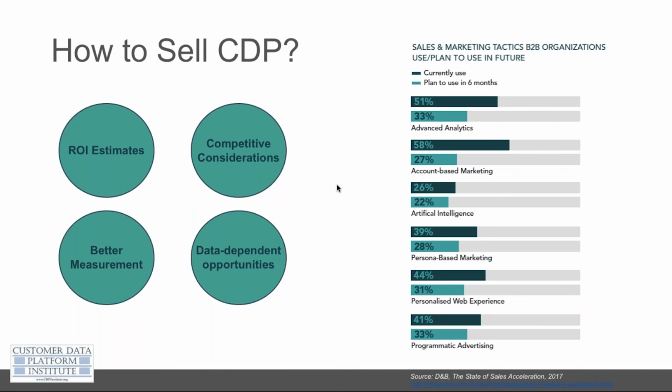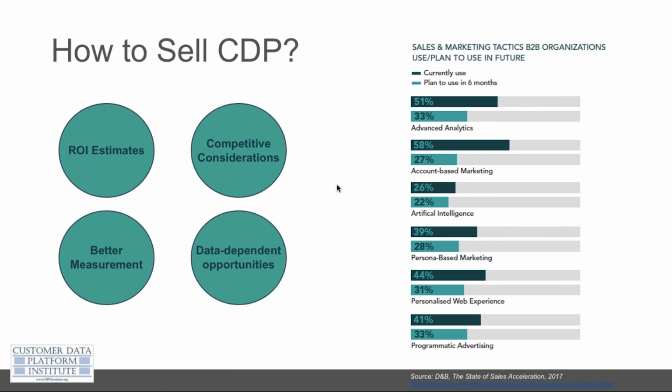If you look over on the right there at the tactics that B2B organizations are using, every one of those tactics is driven by data. Analytics, ABM, artificial intelligence, personas, personalization, programmatic, all that requires a great deal of quality data. Because if it's having a great deal of bad data, you have to have quality data, and that's exactly what the CDP is going to deliver to you.